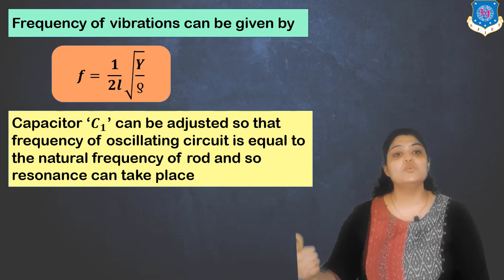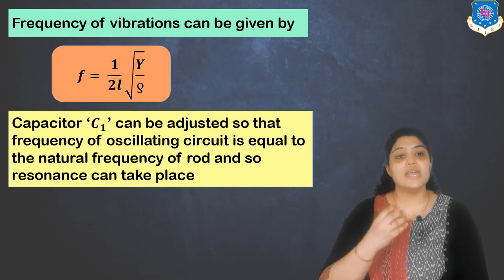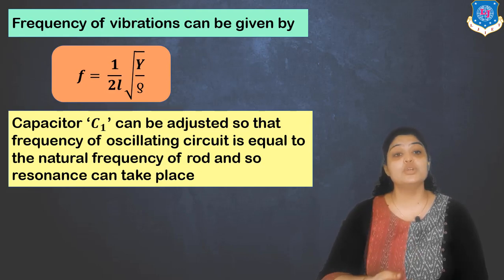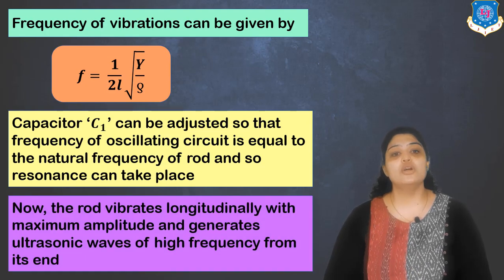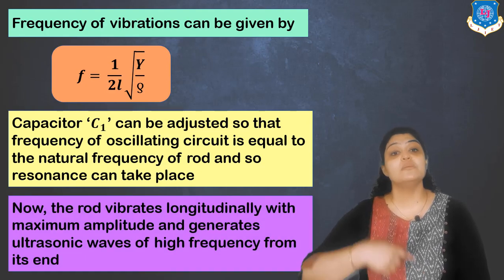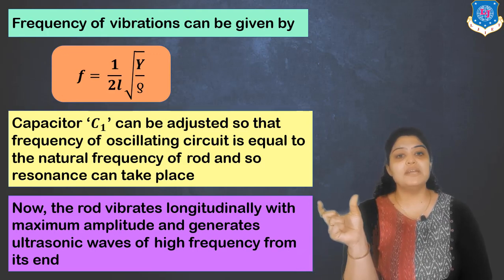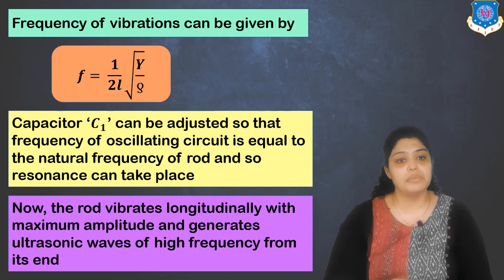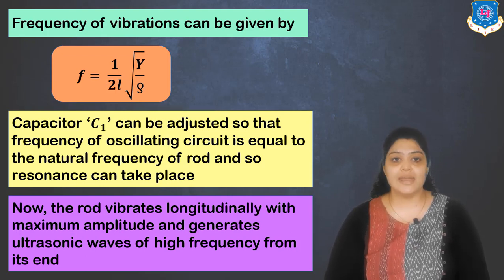What do you mean by the word resonance? Resonance is a phenomenon which results due to matching of frequencies. Due to resonance, the rod vibrates longitudinally with maximum amplitude. So how is the rod vibrating? It is vibrating like this, with maximum amplitude, and it generates ultrasonic waves of that frequency from its end.